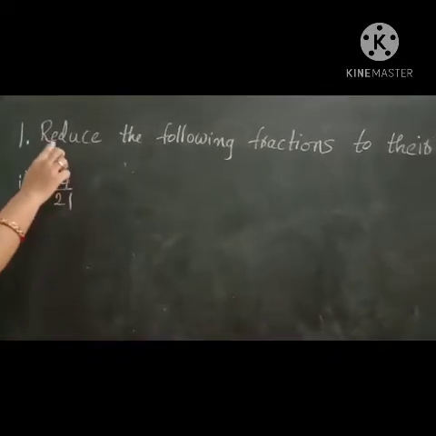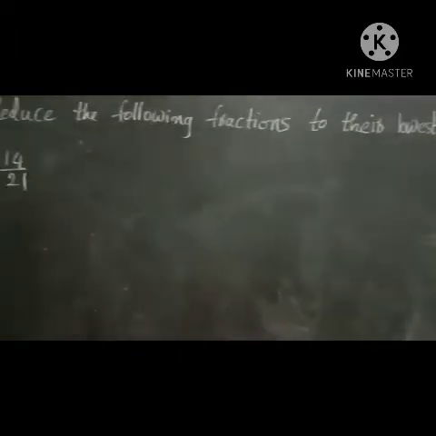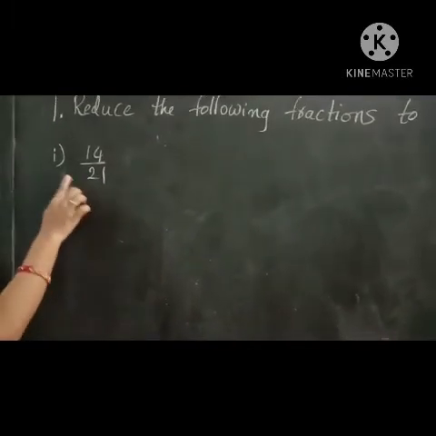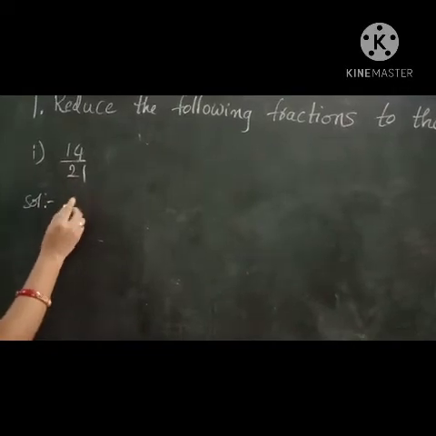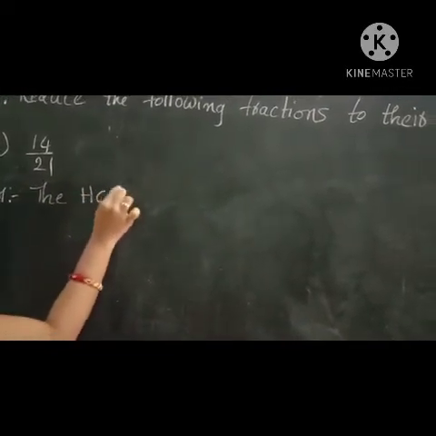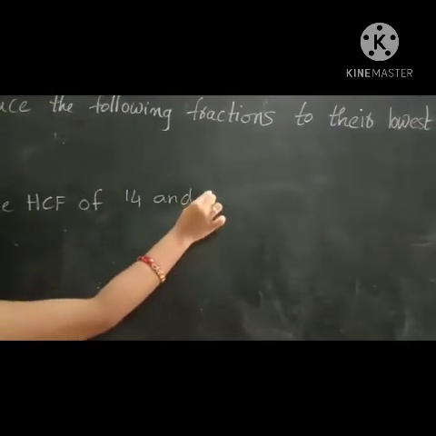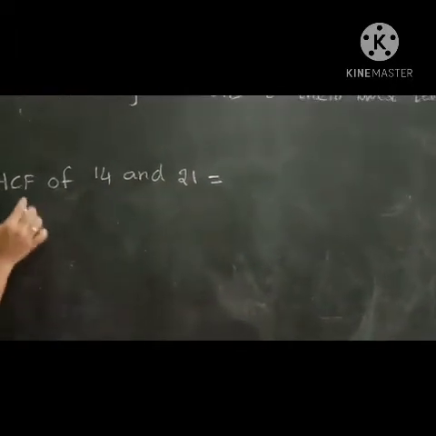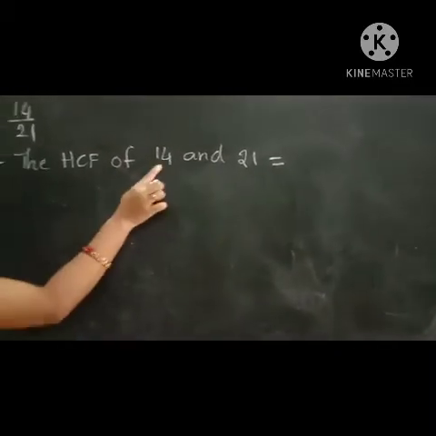See children, reduce the following fractions to their lowest terms. Now we are going to reduce these numbers. I told in the introduction, no. Now what we have to do at first, see the solution, we have to find out the HCF of these two numbers. The HCF of 14 and 21 equals, what is the HCF of 14 and 21? What do we have to do children? Again we have to find out the factors of these two numbers.